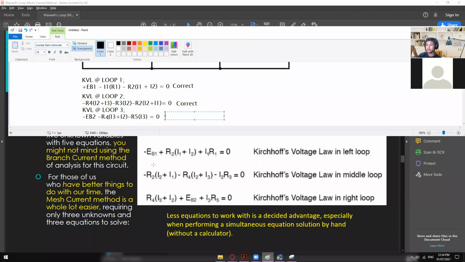Okay, and then next one is EB2. So this one will also become positive upon multiplying this one by negative. And this one will also become positive upon multiplying by negative. So R5 times I3, or I3 times R5. So this one is also correct.